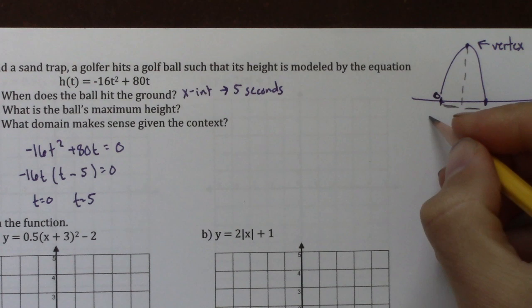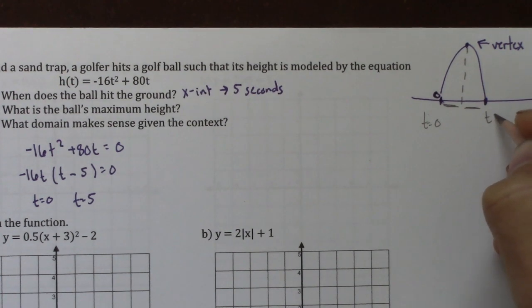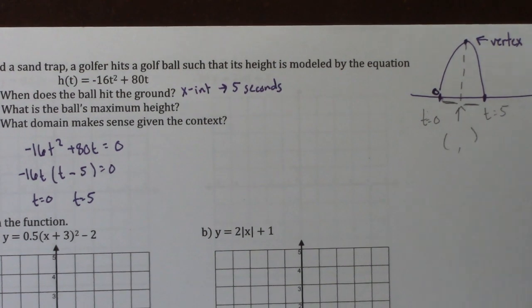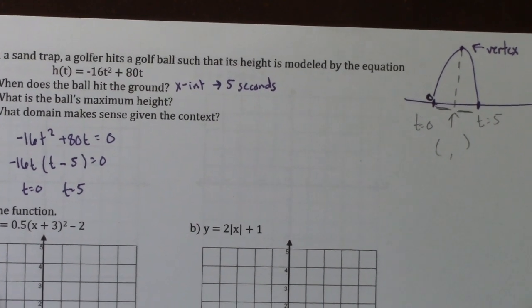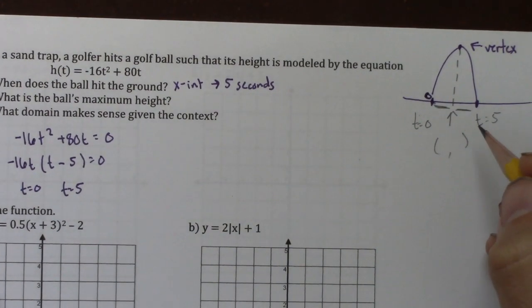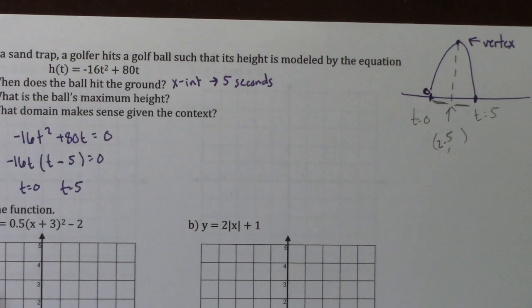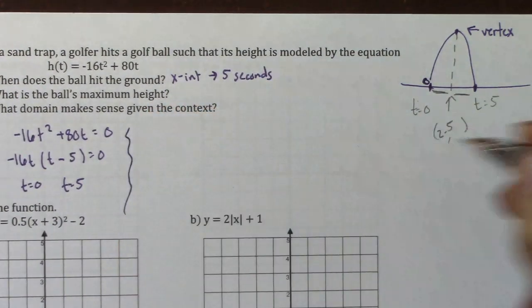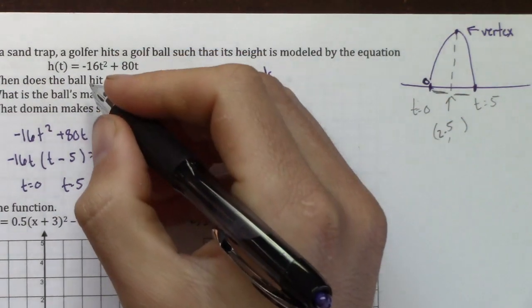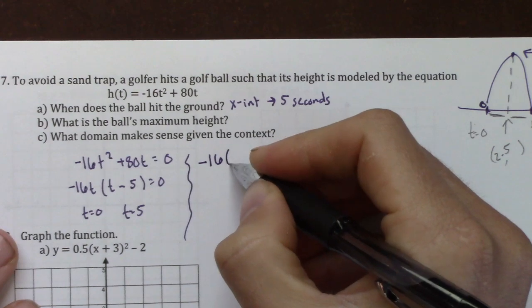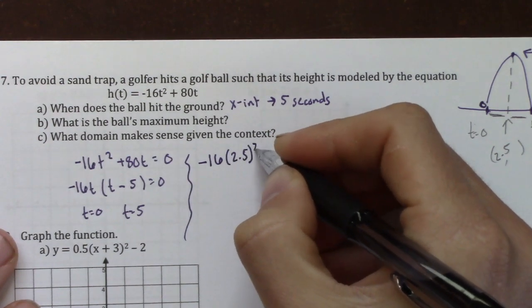So if my parabola starts at time equals 0 and it lands at time equals 5, then when I look at the ordered pair for my vertex, my x-coordinate must be halfway between 0 and 5, or must be at 2.5. Now that I know it's at 2.5, all I have to do is take that 2.5 and plug it into my equation to find my height.